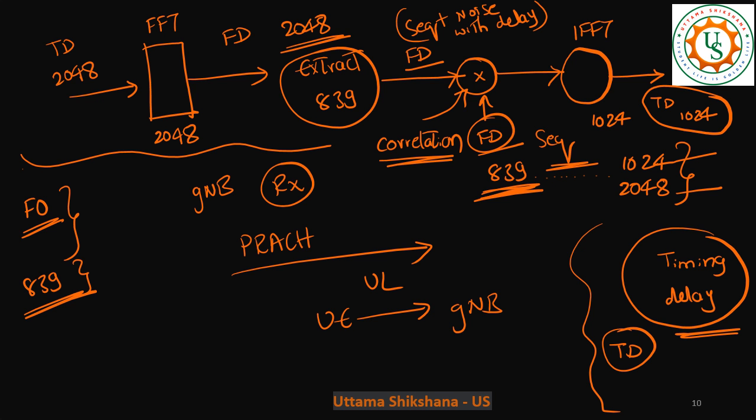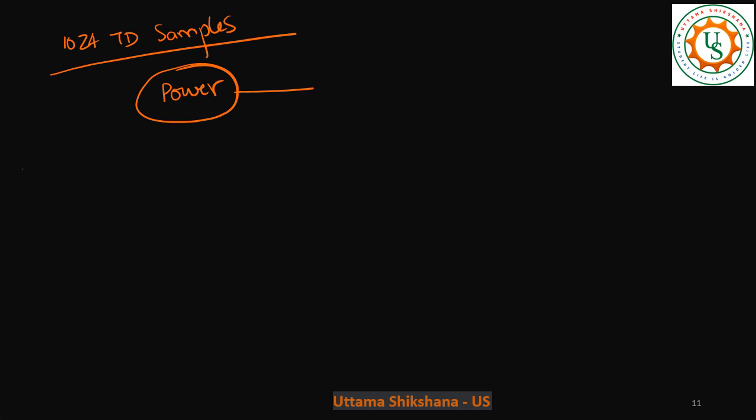Now you have 1024 time domain samples, right? After you perform the correlation, you are doing energy correlation. So you have to perform a power calculation. You calculate the power, and at this point you can see what is called the power delay profile.